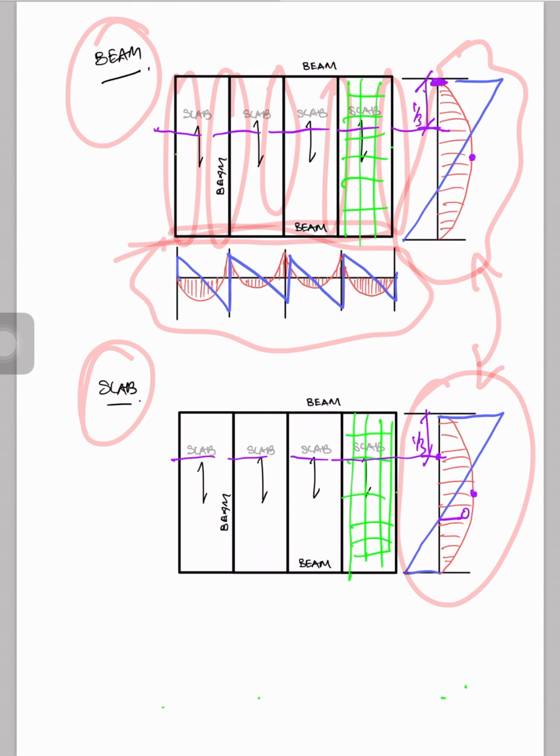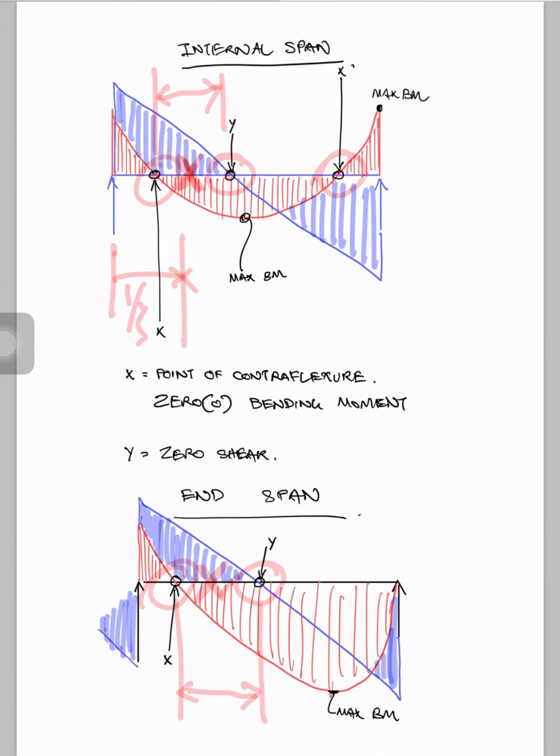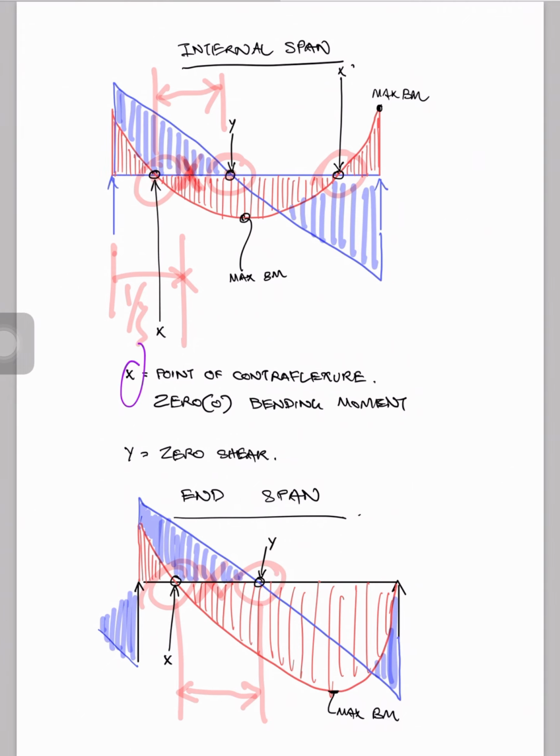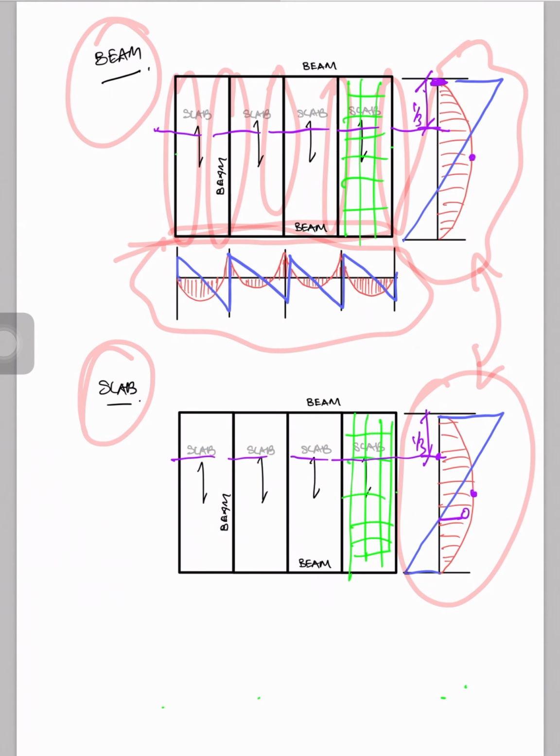So I hope you get the picture now, and you must understand that construction joints, apart from just the point of contraflexure and zero shear, another factor which you have to consider in determining this construction joint would be the logistics on site, whether the consultant designed it as a T-beam, L-beam or rectangular beam.